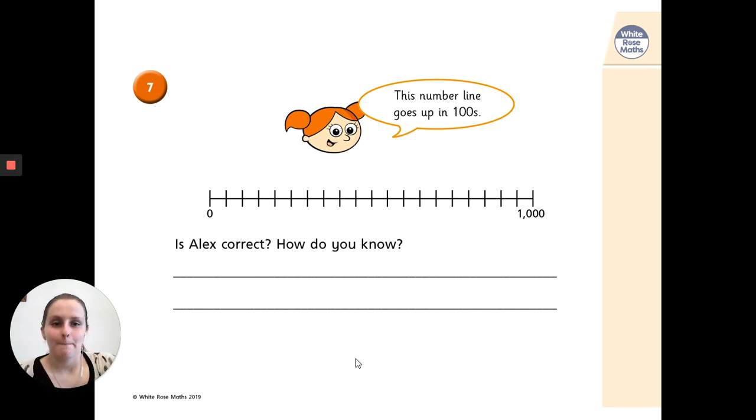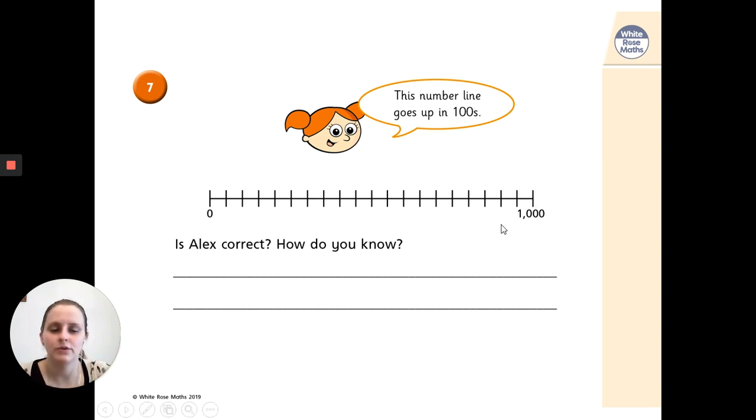Question 7. This number line goes up in hundreds. Is Alex correct, and how do you know? So let's have a look how many increments we've got. So we've got 1, 2, 3, 4, 5, 6, 7, 8, 9, 10, 11, 12, 13, 14, 15, 16, 17, 18, 19, 20. Whew. So she's got 20 increments on this one.